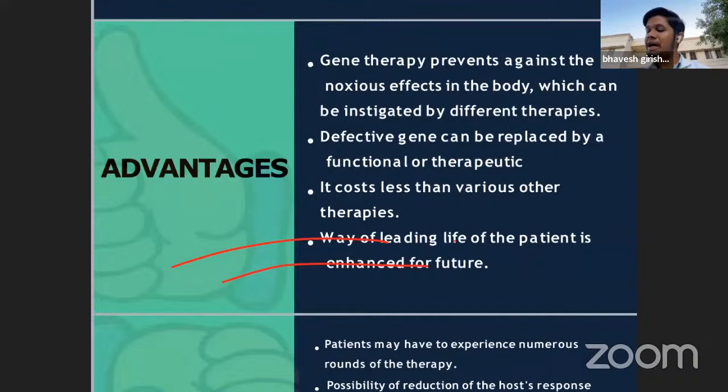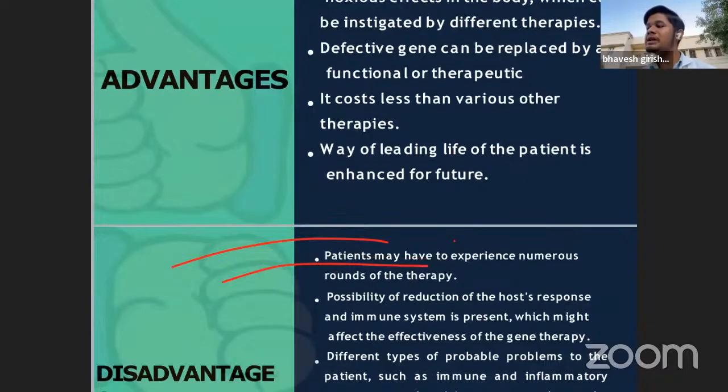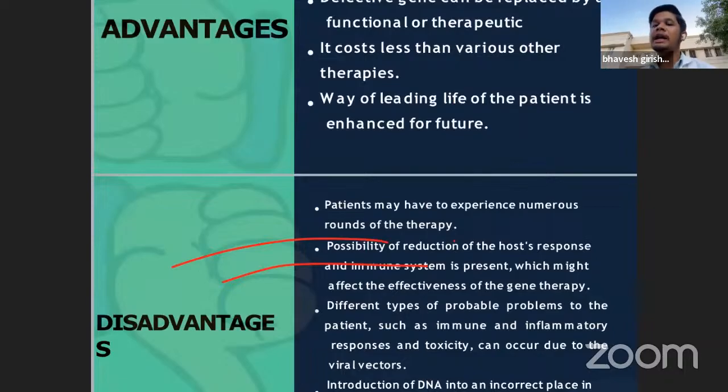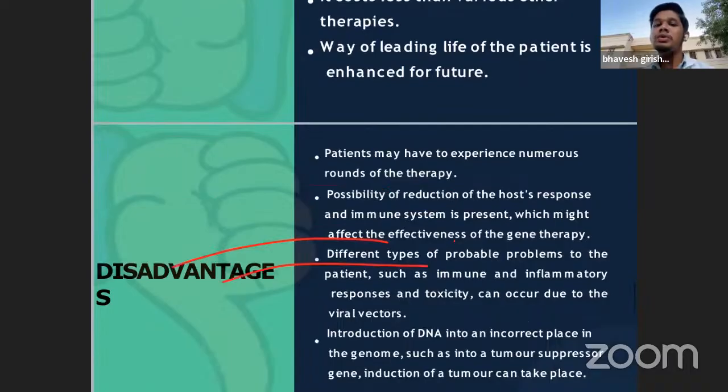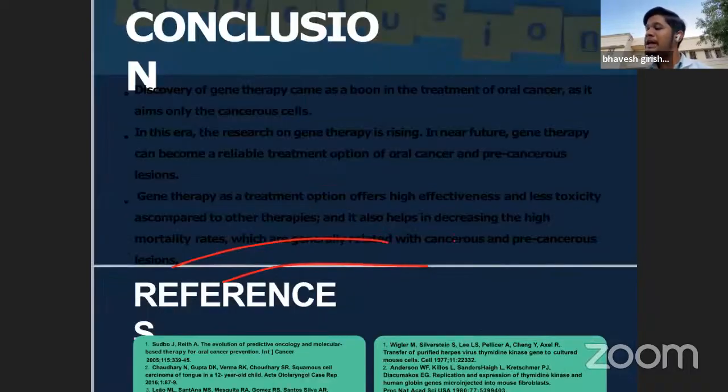Now, what are the advantages? It counters the noxious effects of other therapies like chemotherapy and radiotherapy. The defective gene is replaced by the therapeutic gene by a simple procedure which is inexpensive and has a better prognosis. Disadvantages: numerous rounds of therapy are required, a skillful person is required, and if the genome is wrongly targeted, it can have adverse effects. In conclusion, it has a high scope in the future with a decrease in mortality rate, and it can become a reliable treatment option for oral squamous cell carcinoma.